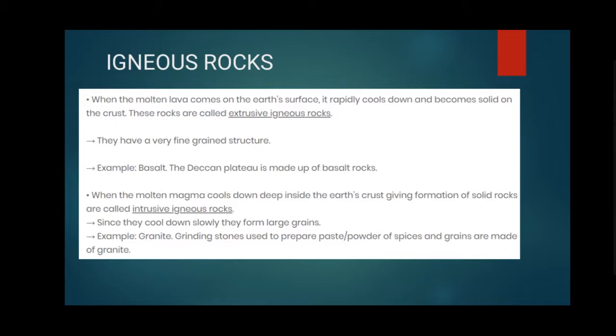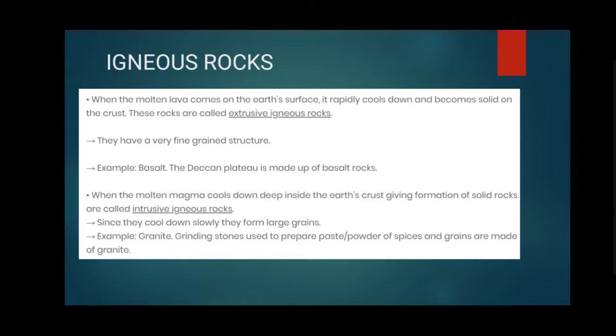Okay children, and when the molten magma cools down deep inside the earth's crust and after that it forms a solid rock, that is called as intrusive igneous rock. So understood the difference? So first the molten lava comes on the earth's surface and it rapidly cools and becomes solid. That means that rock is extrusive igneous rock. When the molten magma cools down deep inside the earth crust, giving the formation of solid rock, that is called as intrusive igneous rock. Okay children, now you understood the difference?